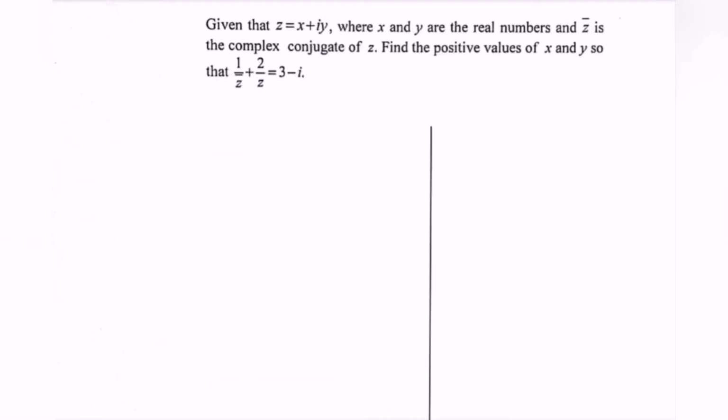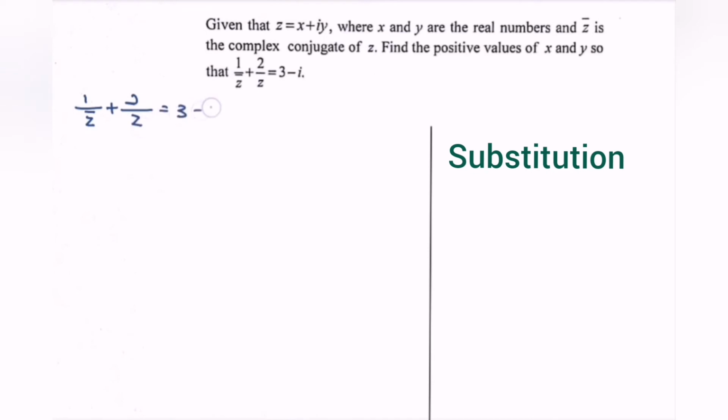Given that z is the complex number x plus iy, where x and y are real numbers, and z bar is the complex conjugate of z. Find the positive values of x and y so that 1 over z bar, the complex conjugate of z, plus 2 over z is equal to 3 minus i.